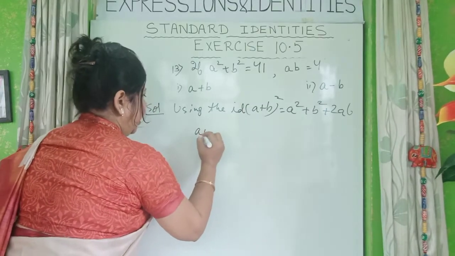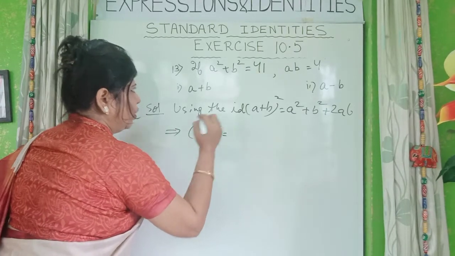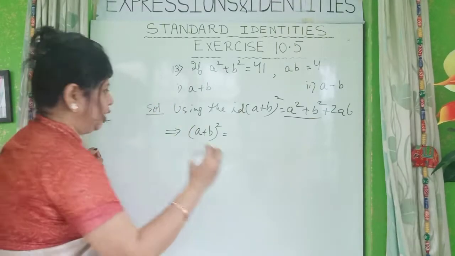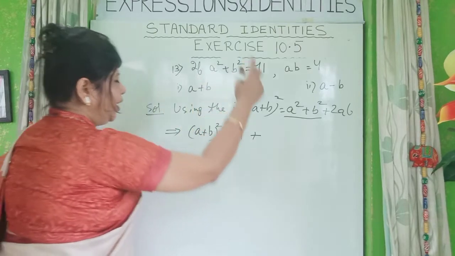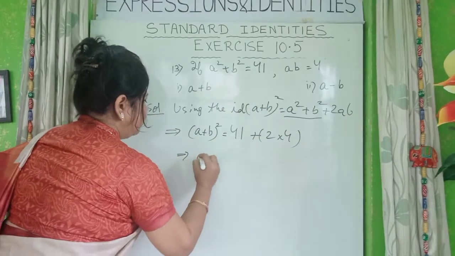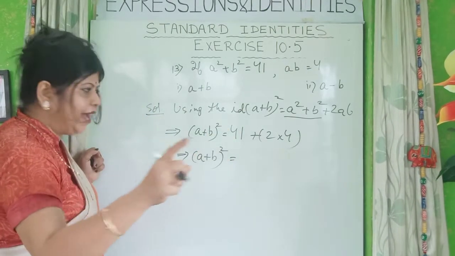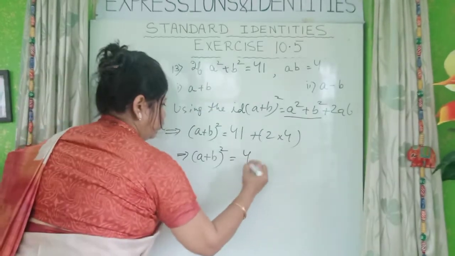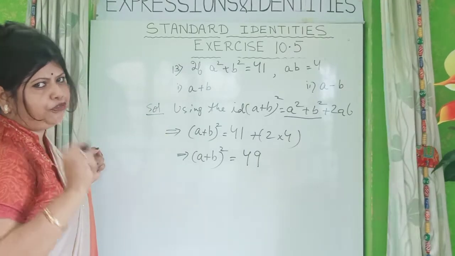Now, (a + b)² = a² + b² + 2ab, that is given 41. So 41 plus 2ab, so 2 into 4. Clear? The next step, (a + b)² equals, 4 twos are 8, 41 plus 8, how much? 49. Okay? So (a + b)² = 49.